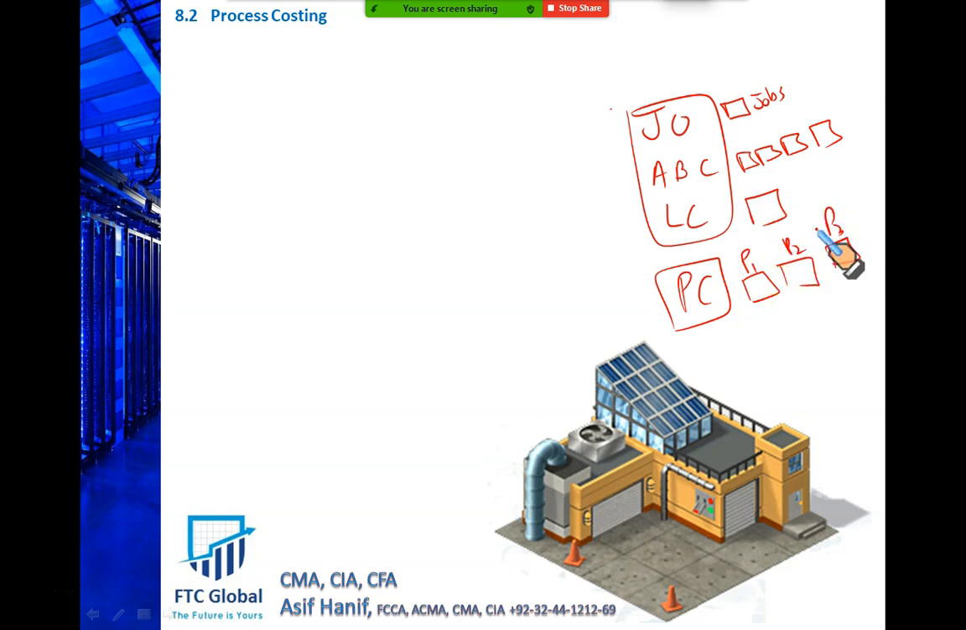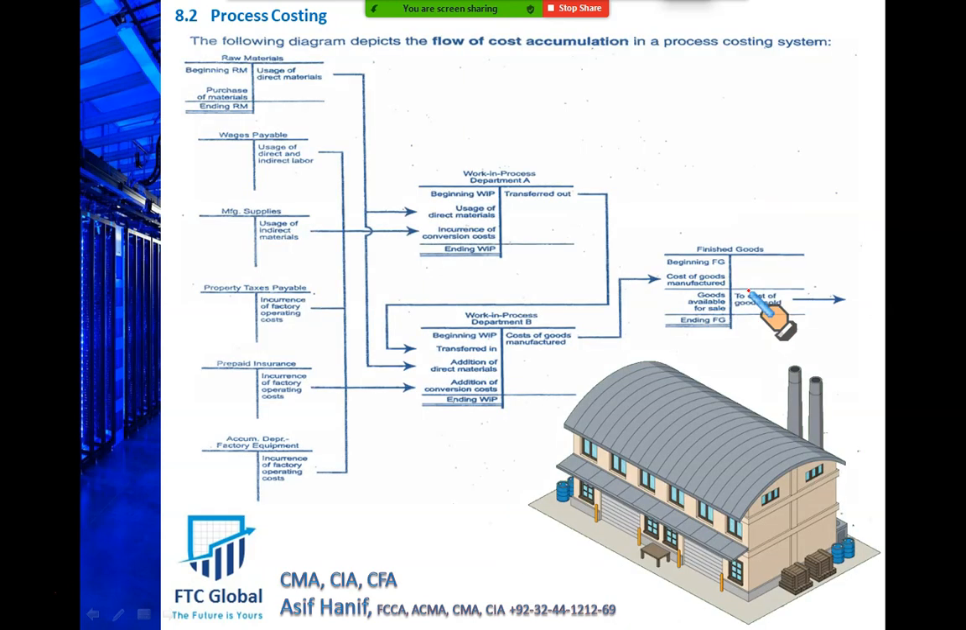and so forth. Let's say a company has 3 processes, and goods pass from one process, they are completed here, and then they are transferred to process 2. Then some work is done in process 2, and then it is transferred to process 3. We have to calculate the cost of each process. Let me show you how the whole process works through this flow diagram. This will be a little helpful.